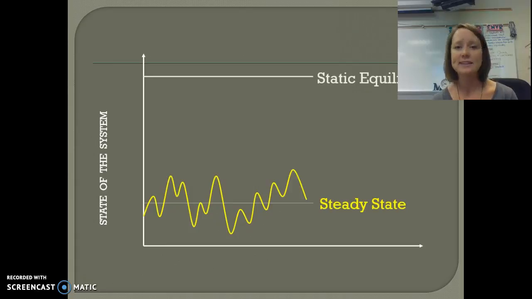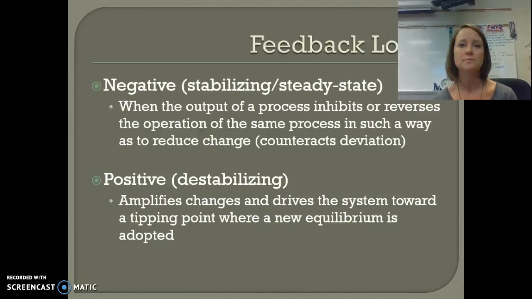So looking at the difference between static and steady state, static would stay exactly the same. Steady state, we have the oscillation. So most of our ecosystems are going to be regulated at a steady state equilibrium.